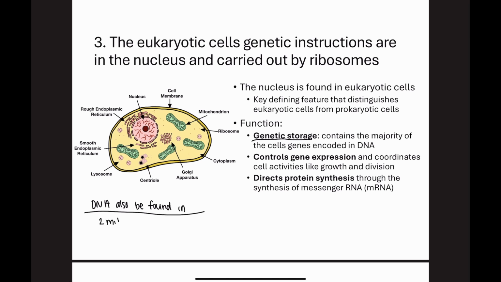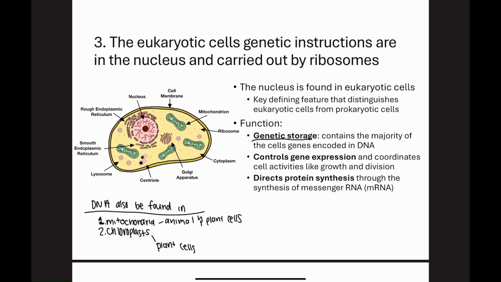mitochondria and in chloroplasts. Chloroplasts are only in plant cells. Meanwhile, our mitochondria are found in animal and plant cells.